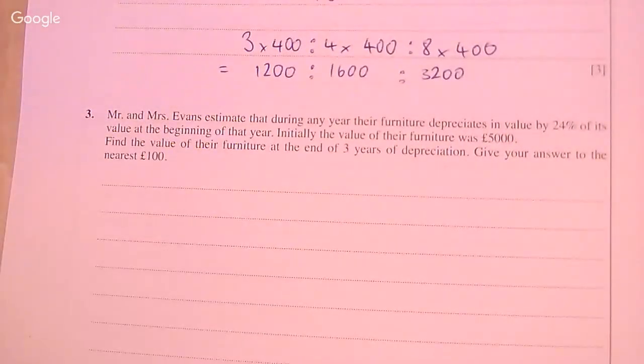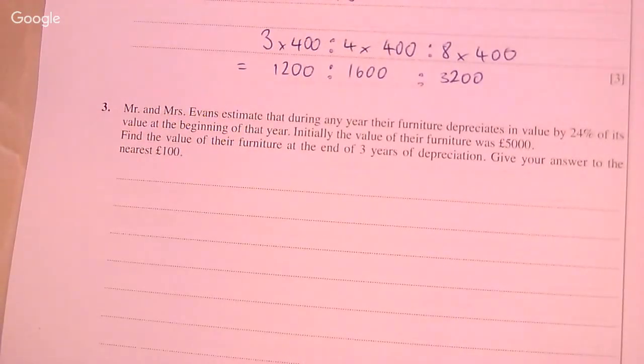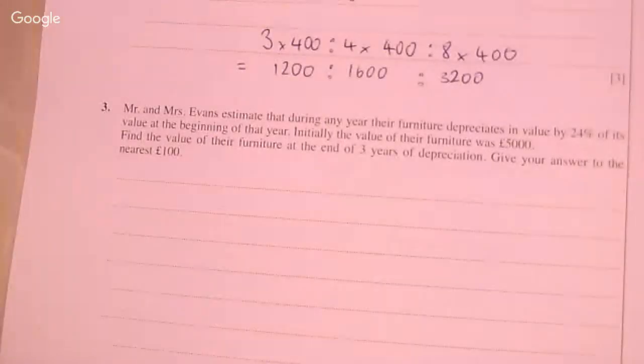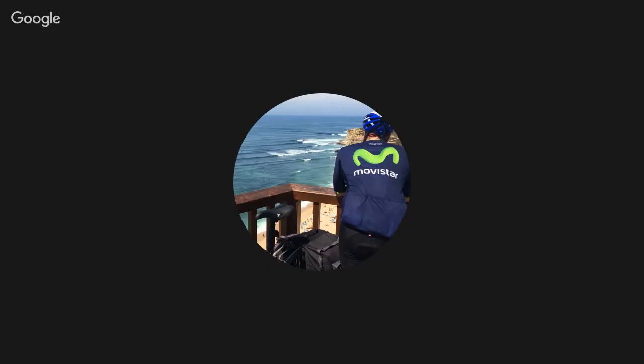Okay, so depreciation, furniture depreciates by the value of 24% of its value at the start of the year. The initial value of this furniture was £5,000. Find the value of the furniture at the end of 3 years. Give your answer to the nearest £100. We need to round this answer to £300. The important things in here is not only the number 5,000, the value to the nearest 100 here, depreciate, simply important word here, okay?